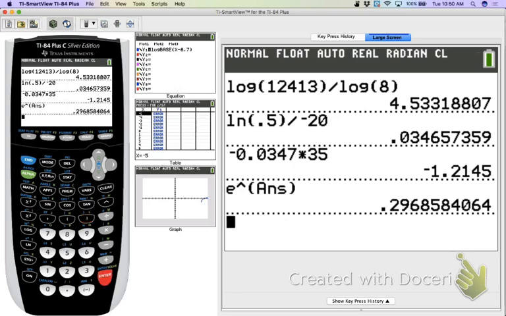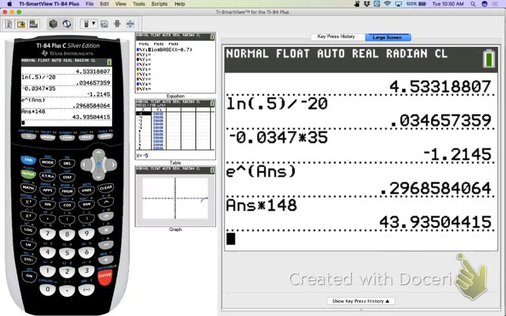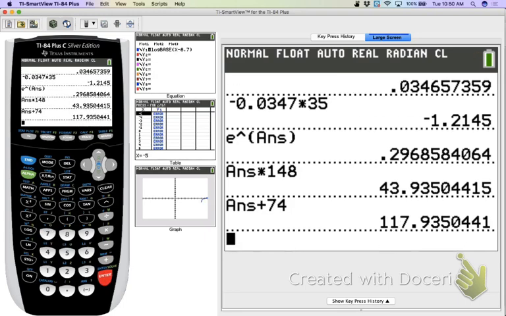Hit enter. I'm going to multiply that by my 148, and I'm just going to leave it as I go. I'm going to have 43.93. I'm not going to round it until the very end. I'm going to add my 74 degrees, and I'm going to get 117.935, and so on. Again, it says round to the nearest degree, so I'm going to round to 118 degrees.